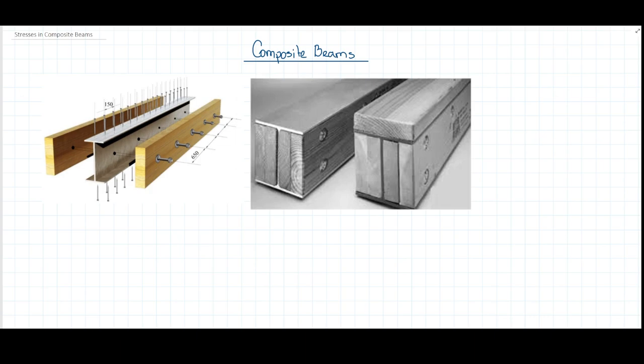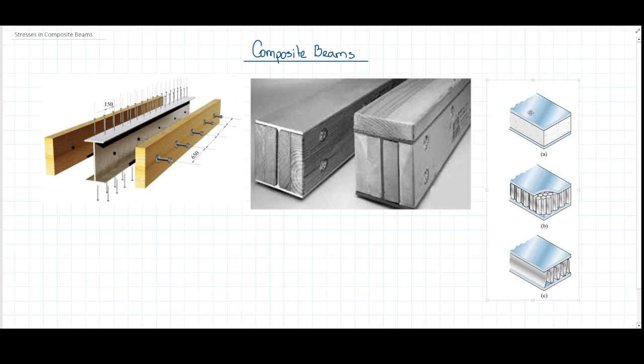Let me look at another one. These are three cases. So these types of beams that nowadays, for example, in constructions, you have a concrete and then an insulation material, and then more concrete, and in between there are certain reinforcing bars like steel bars and stuff.